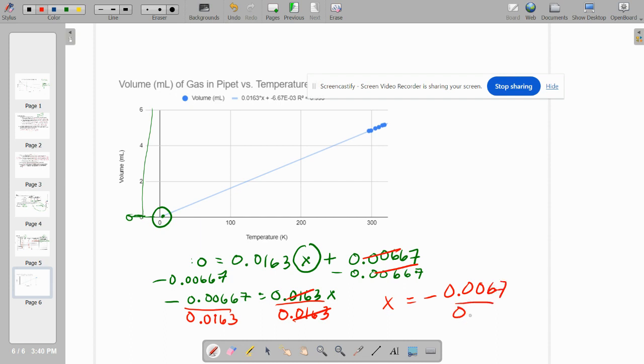0.0067 divided by 0.0163. So if I divide that out on my handy calculator, I'm just curious how good this data really is. Okay, it came out to about, wow, 0.41 Kelvin. Okay, so that is really good. Yours is going to come out different, I promise. So make sure you guys do the calculation for your best fit line.